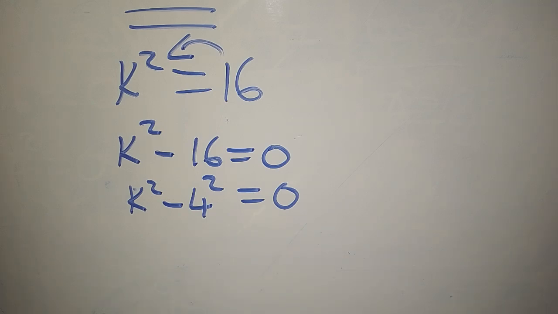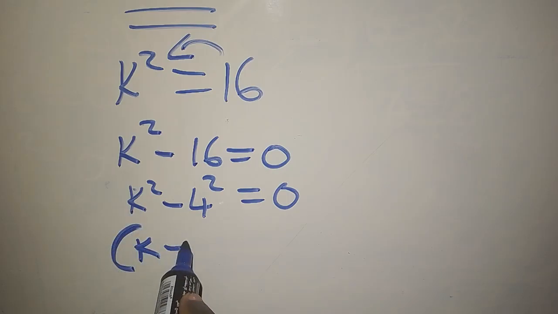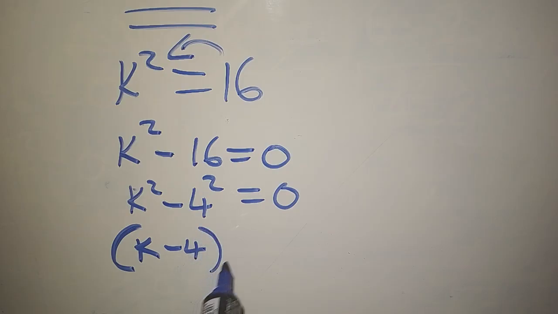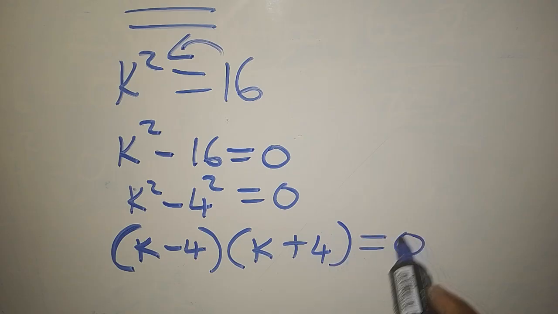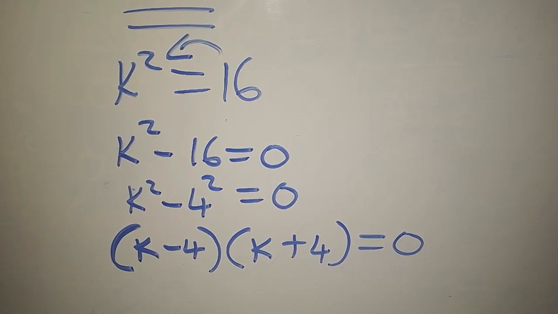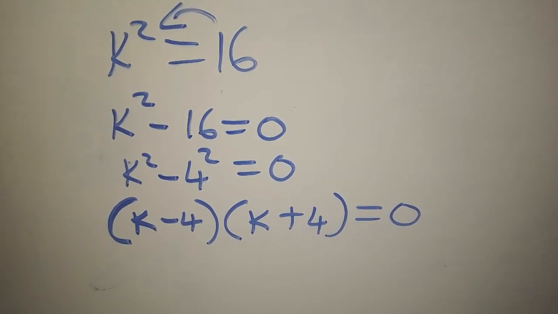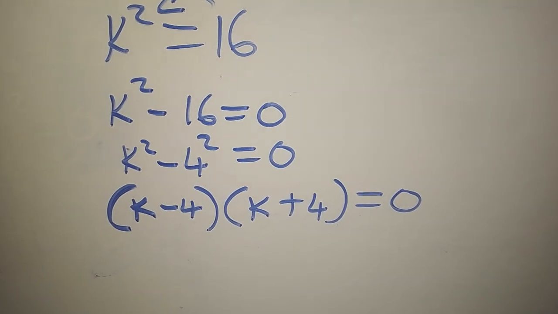From here, I'll use the difference of two squares. I open the bracket, I have a k there, so k will be maintained, minus 4 will be maintained. Then open the bracket, k plus 4, then equals 0. What I have done there, ladies and gentlemen, is called the difference of two squares. So now let's solve to the end.